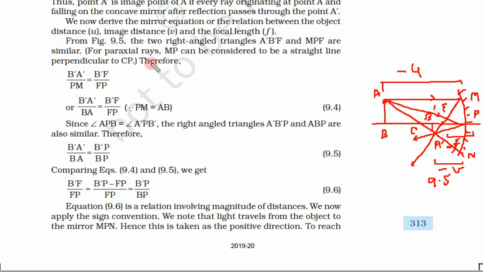So first of all, let us see figure 9.5, the two right angle triangles A dash B dash F and MPF.